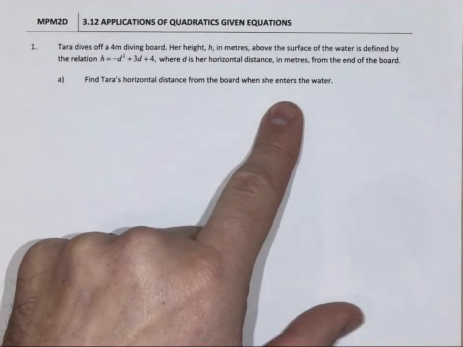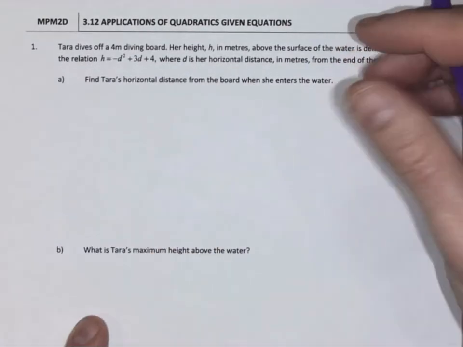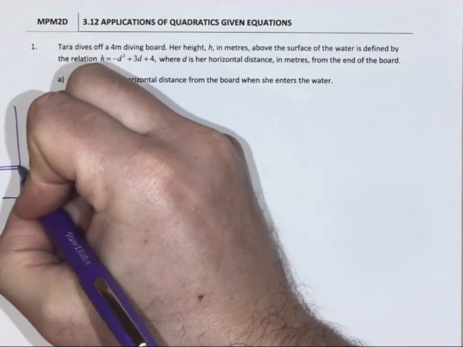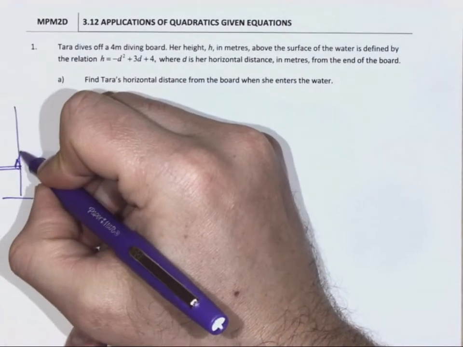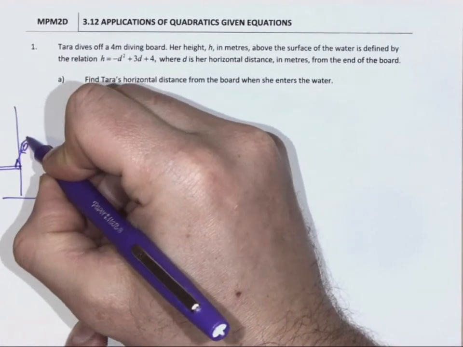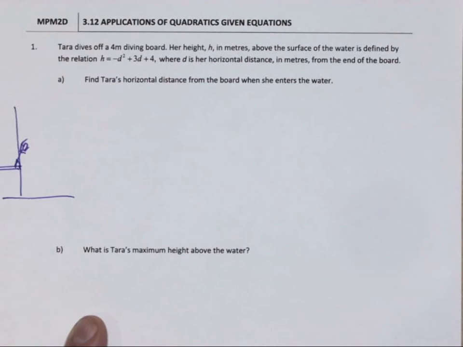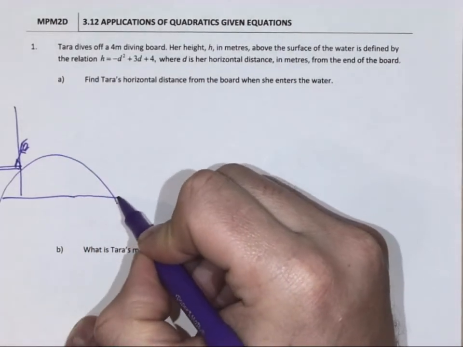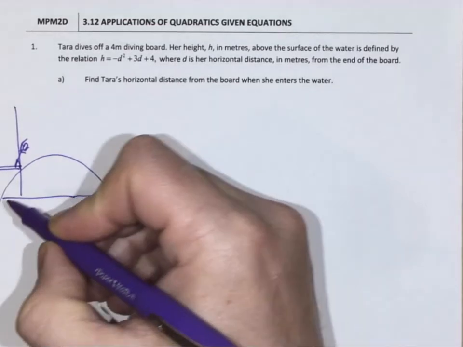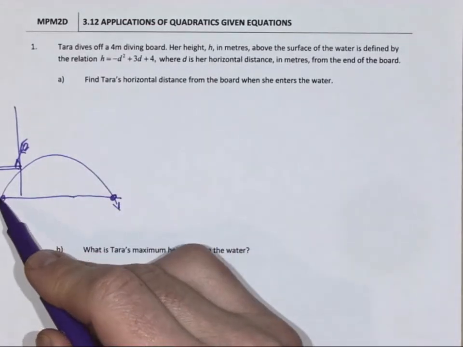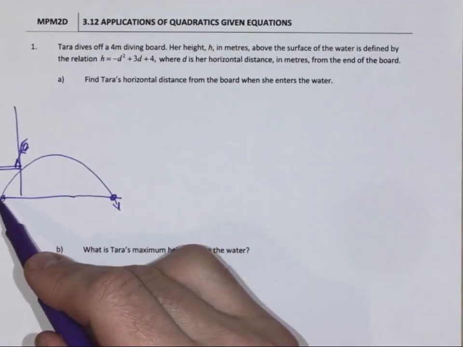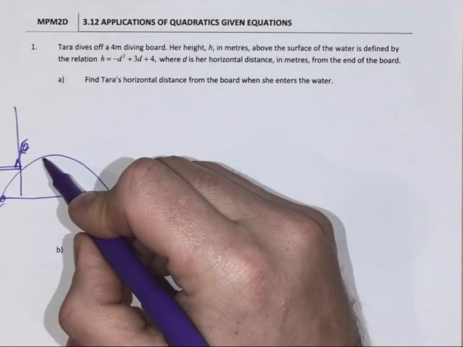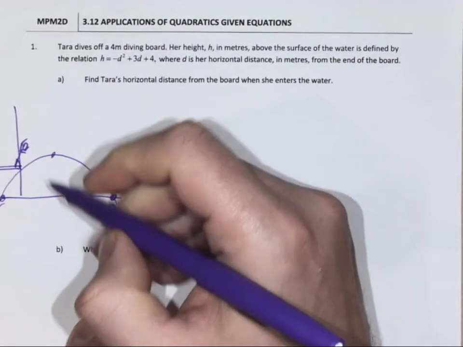So what is it asking? If we think about this as a sketch, here's the board. Here's Tara, she's going to dive. Her path follows a parabola and she hits the water. So over there, that's where she's going to enter the water. This isn't back in time, this is where she was, just the path. She bounces off, reaches a peak, and comes down.